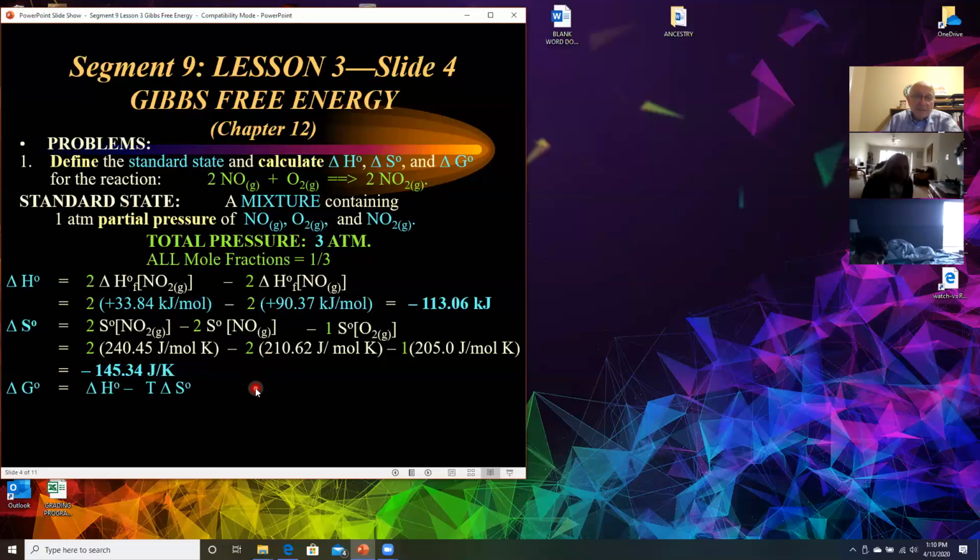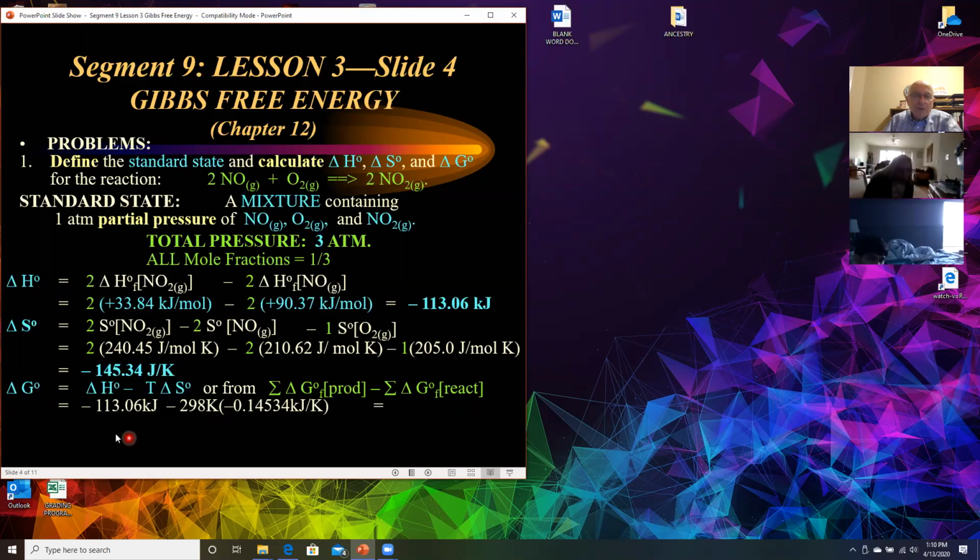Now I can calculate delta G from these values, or I can calculate from the sum of the formation values of products minus reactants. We could do it either way. And I think I've done it both ways. If I do the delta H minus T delta S from what we did up there, now be very, very careful. This is in joules. I had to change that to kilojoules in order to connect it with the delta H value.